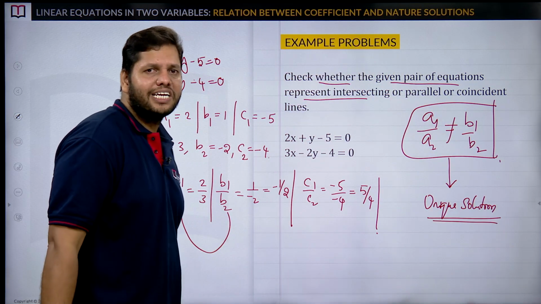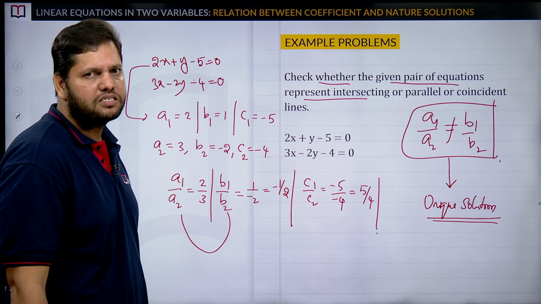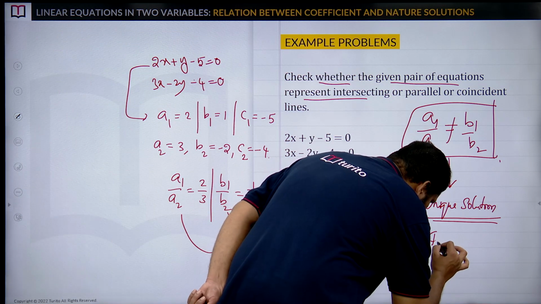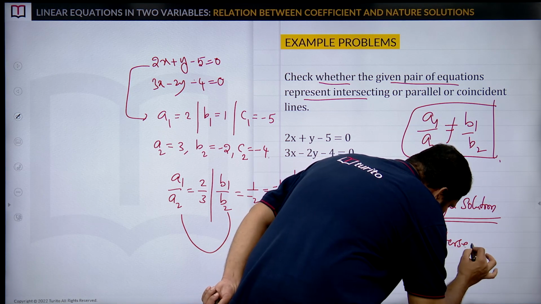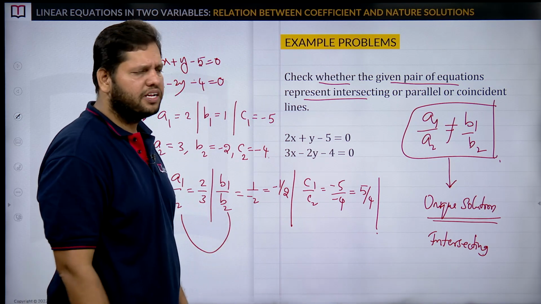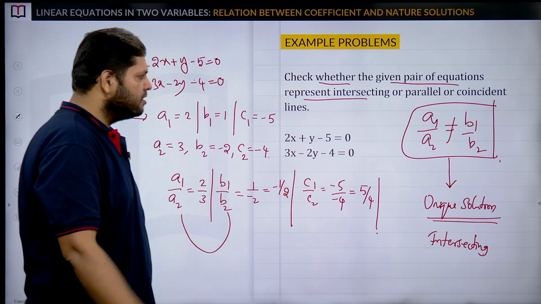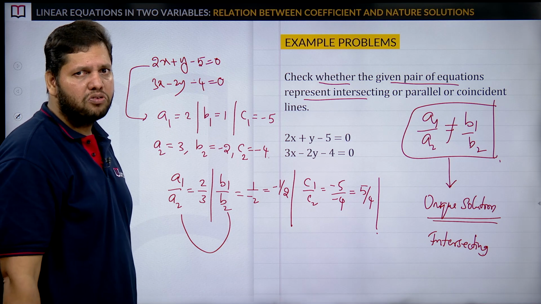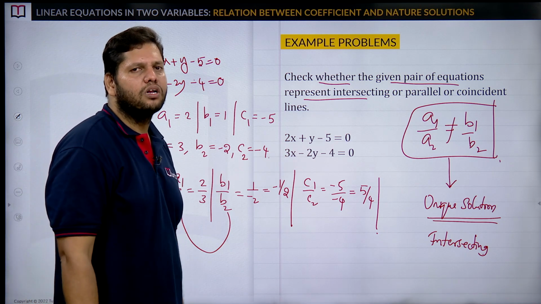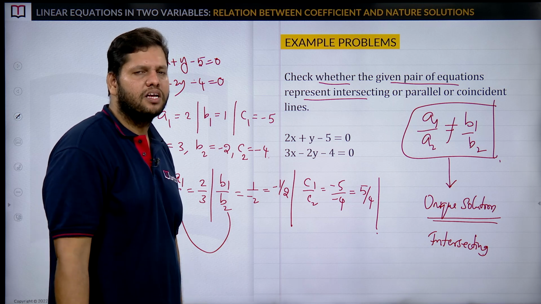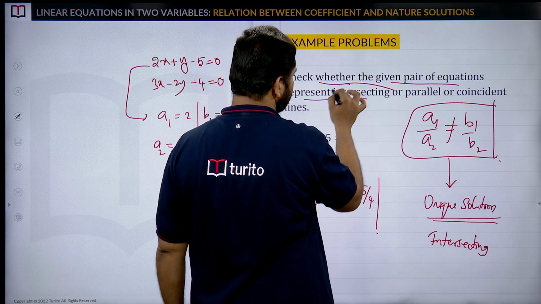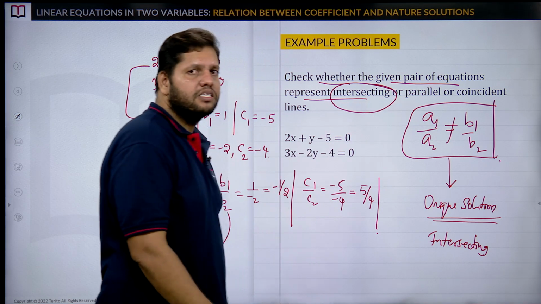Because the two lines are intersecting. Here, what is the nature of the lines? The nature of the lines is intersecting lines. Intersecting means it has a unique solution. Okay, children? Because it is satisfying the first condition, a1 by a2 is not equal to b1 by b2. I can say it has a unique solution, or we can say a single solution. And the nature of the lines is intersecting lines. So that is the nature of the lines. Intersecting lines is the answer.